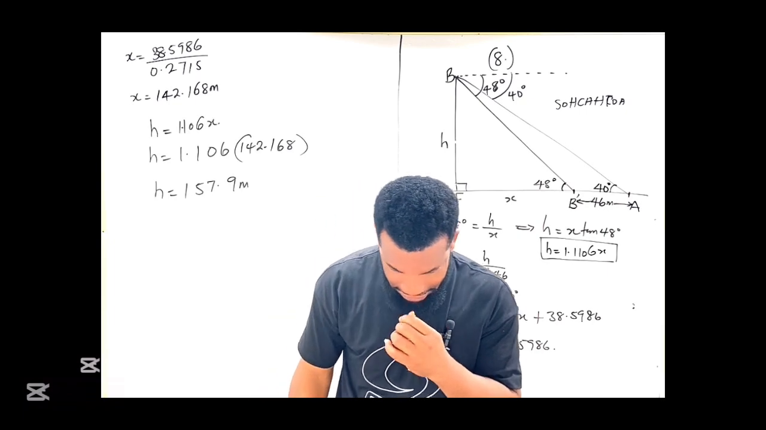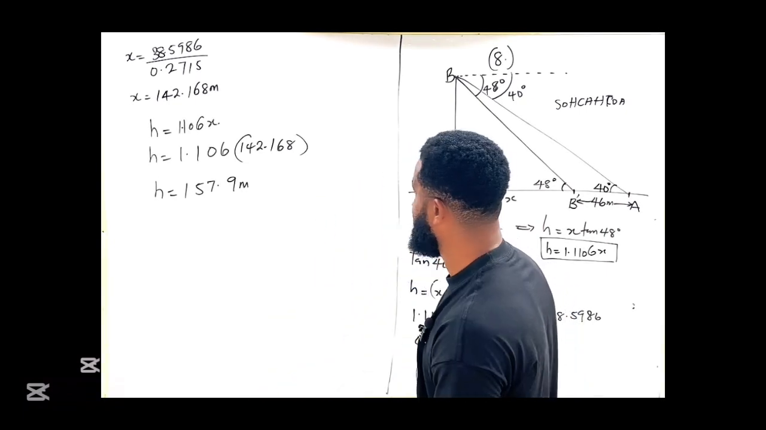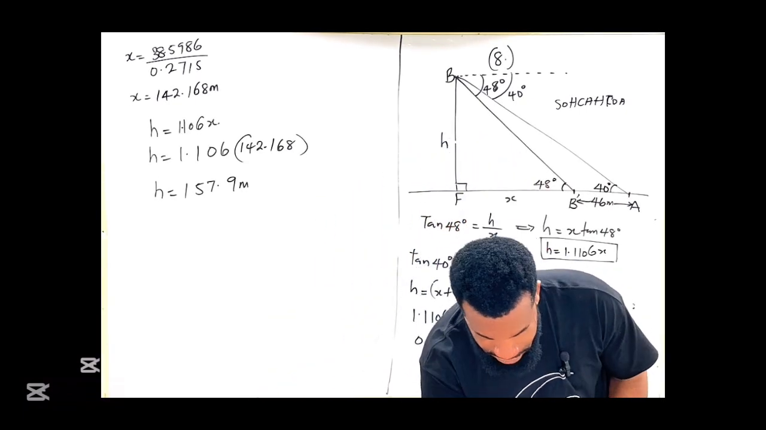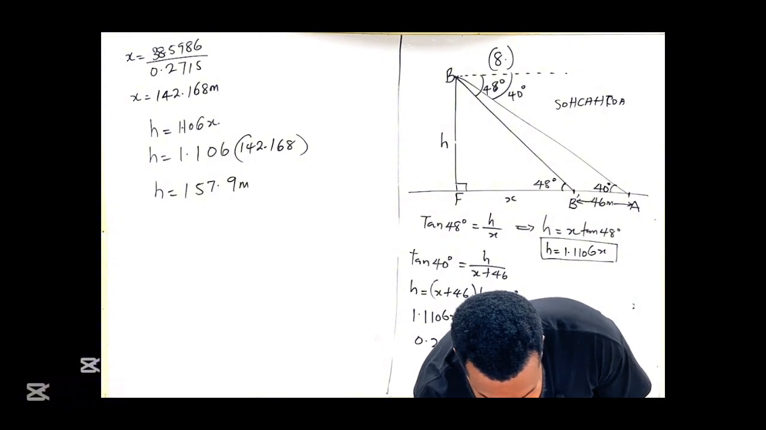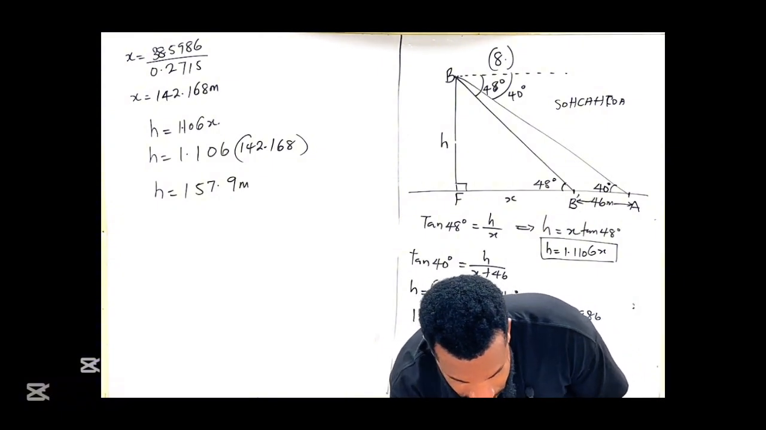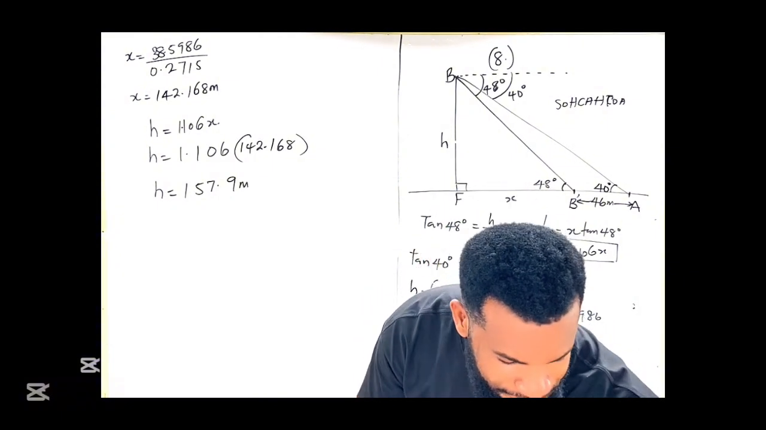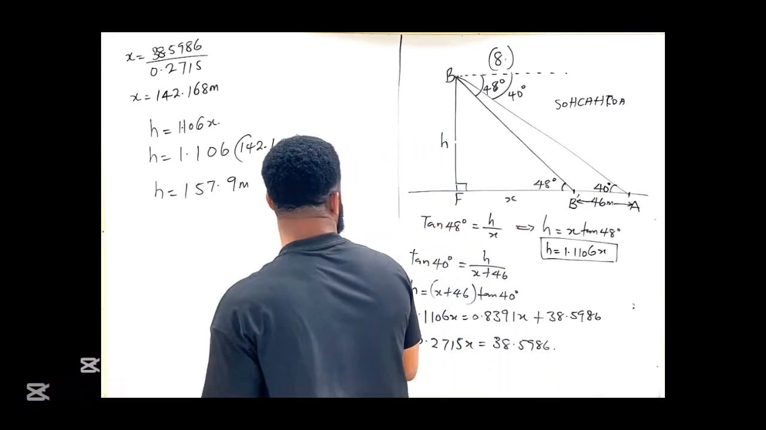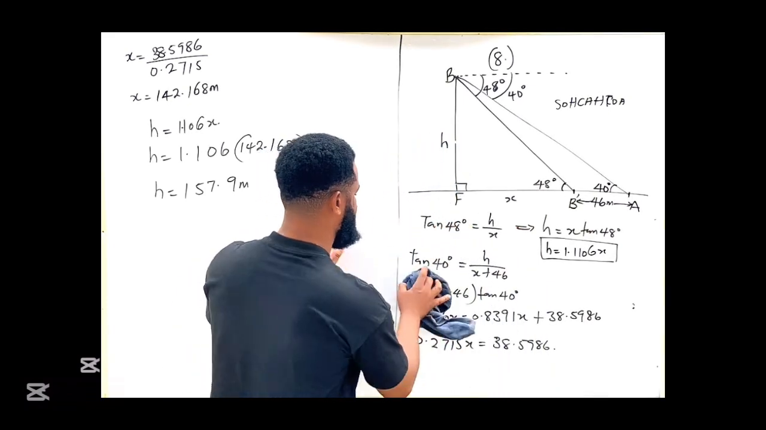Okay, so the next question should be number 9. So let's clean the board and handle number 9 question. Okay, number 9 question is circle theorem. The analysis is through circle theorem.